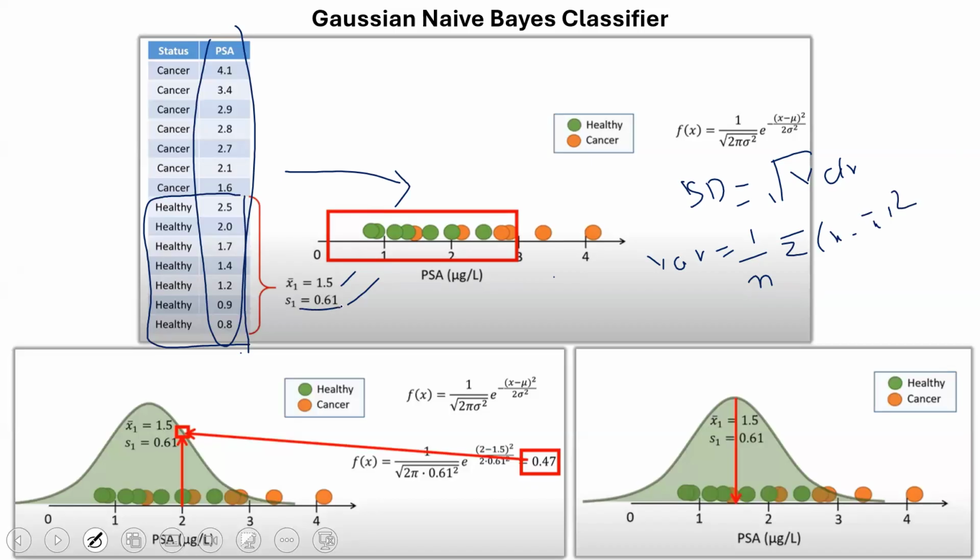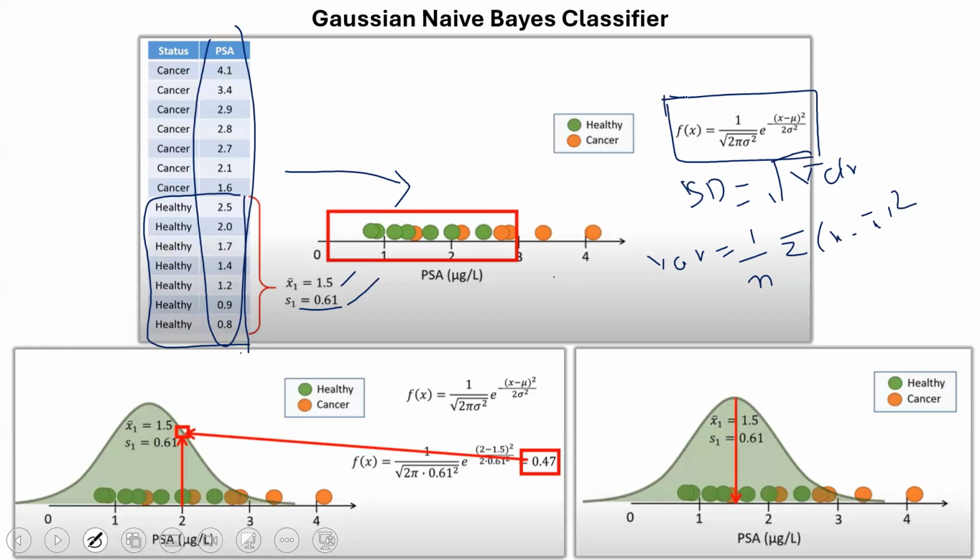And now what is the formula for normal distribution? This is the formula for normal distribution. This is not the multivariate normal distribution, this is just the normal distribution of a one-dimensional data set. So it is 1 by root of 2 pi into sigma, e to the power of minus x minus mu whole square by 2 into sigma square.